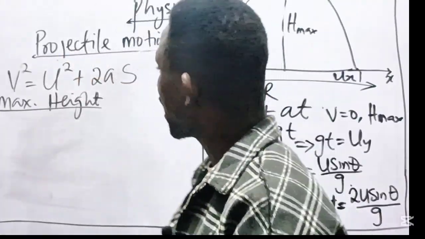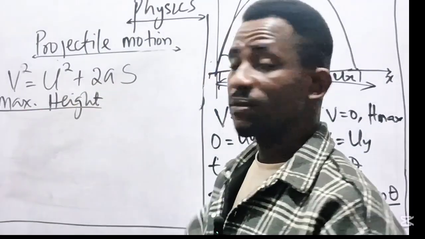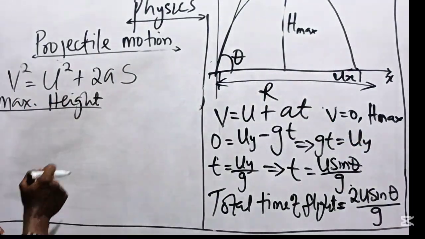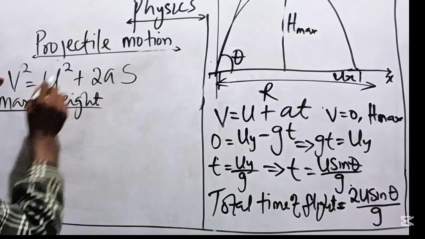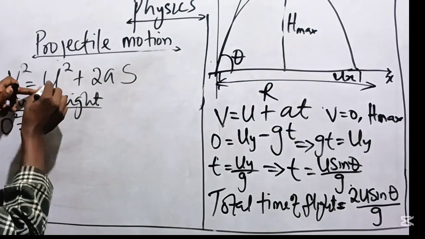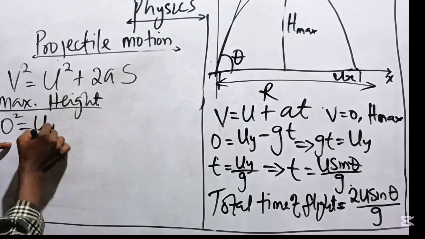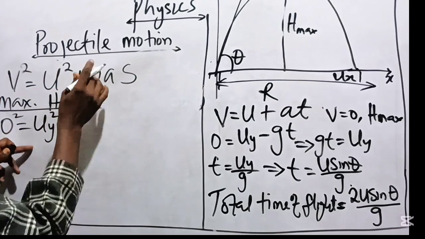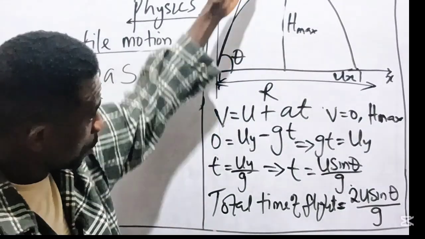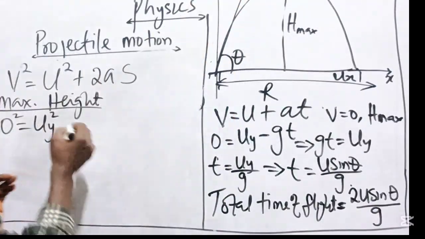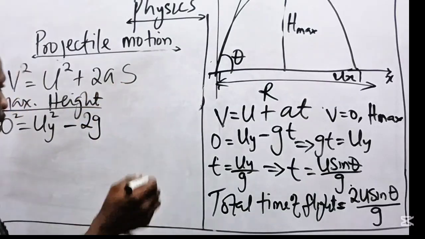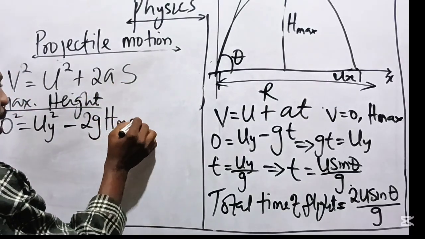Now, let's look at the maximum height. How do we find the maximum height? Watch and see. For the maximum height, we say v at maximum is always 0, so 0 squared equals, at maximum, u becomes uy all squared. Then plus changes to minus because we are talking about the body going against gravity, so we have negative 2g, acceleration due to gravity. Then the displacement here becomes the maximum height.